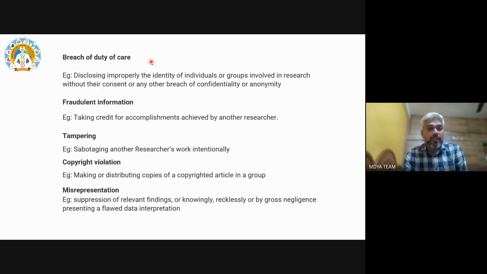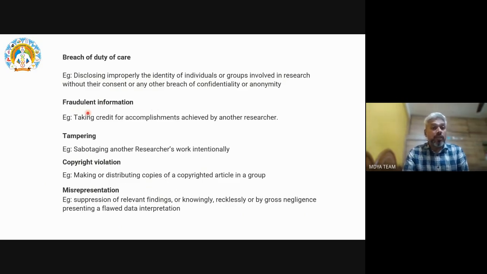Breach of duty of care. Understand this: disclosing improperly the identity of individuals or groups involved in research without their consent, or any other breach of confidentiality or anonymity, right? If you are not taking consent of your participants and you are using them in your research, it comes under breach of duty of care. So it is very important. These are the don'ts of research ethics. We should take care of these things in our research.